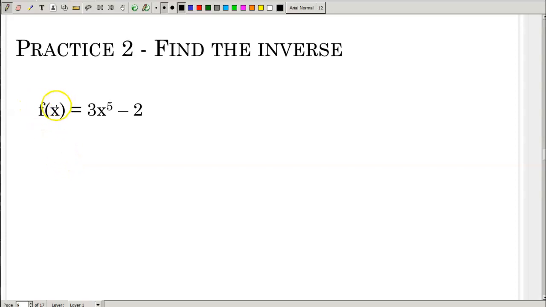f of x, right? So you have to remember what function notation is. It's not y equals. We talked about this in the last videos, but we have a function named f, and the input is x, and we're saying f of x equals 3x to the 5th minus 2. But overall, this is really just the output. This is the output of the function after we plug in some x value. It's the result. So how do I find this inverse?